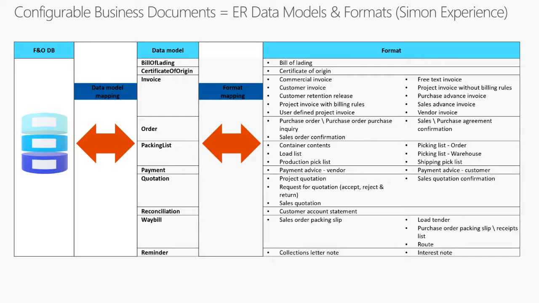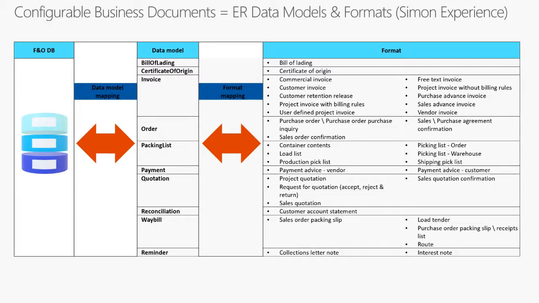It's not purely finance and supply chain management entities. For example, for payments, we use the ISO 20022 standard. And you need to map this model with data sources in finance and supply chain management. But after that, you can use these business entities to map to a particular format. And actually, the configurable business document template is a specific case of what we call an electronic reporting format.